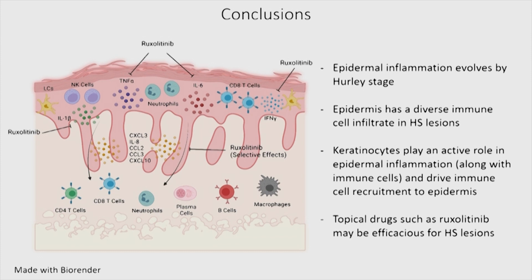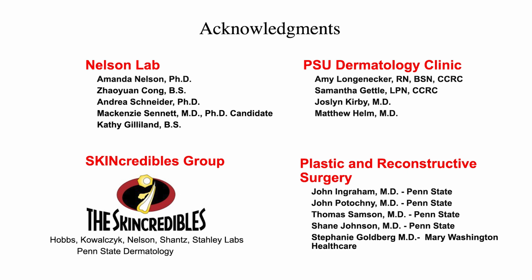Ruxolitinib may be able to effectively block both the production of the inflammatory cytokines in the epidermis as well as the further recruitment of immune cells. So it's acting in several different manners here to potentially be blunting inflammation. And this lends itself to potentially a topical therapeutic for either Ruxolitinib or a drug with a similar targeting profile and potentially efficacy.